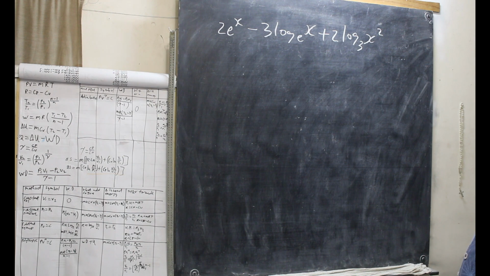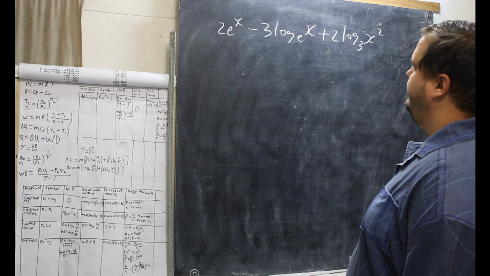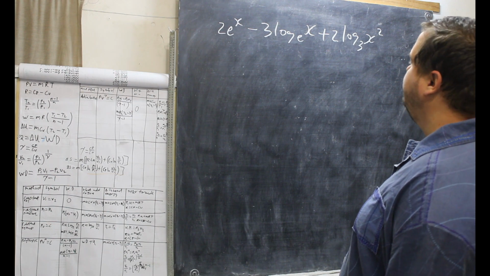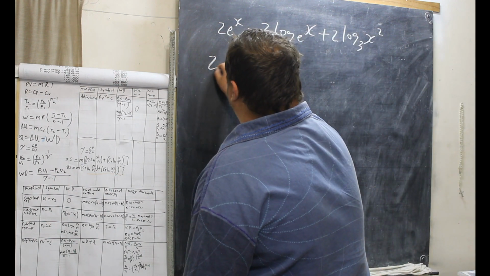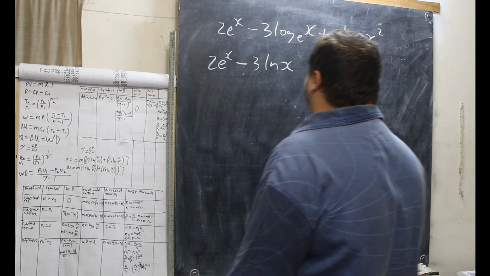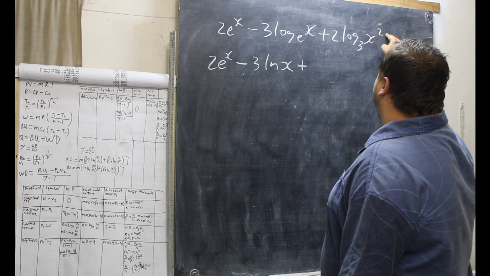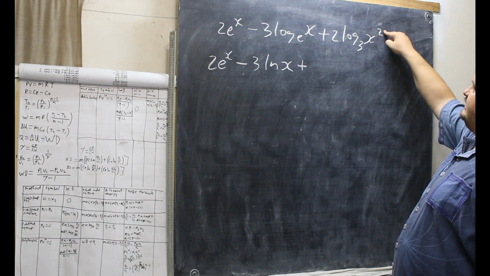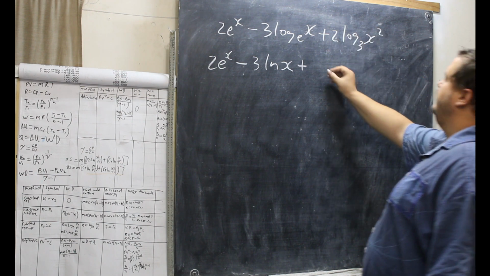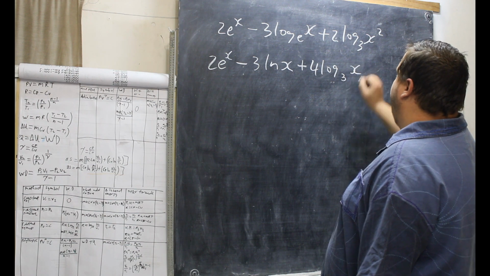Now how this works is quite simple. Log base e of x is quite interesting because it ends up being ln x. So 2e to the x minus 3 ln x plus, now when you're dealing with log or ln, the exponent comes down here and multiplies with whatever number that is. So 2 times 2 is 4. 4 log base 3 of x.